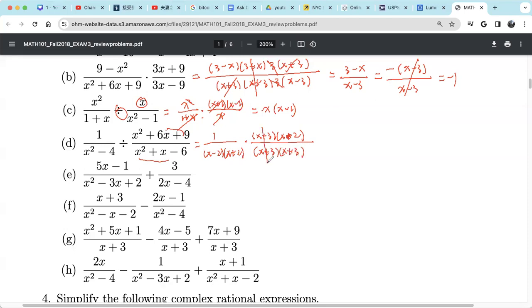Now we see a common factor of those two canceled, the x minus 2. x minus 2 canceled. So we're left with 1 in the numerator and x plus 2 times x plus 3 in the denominator.